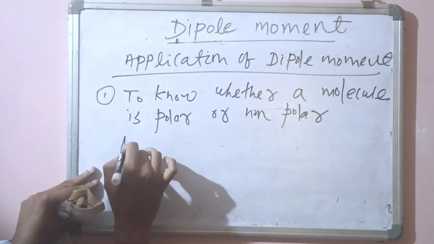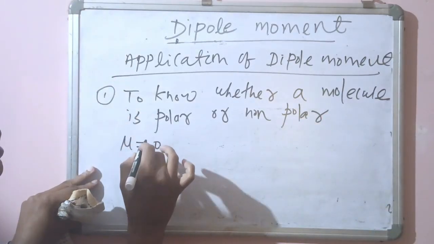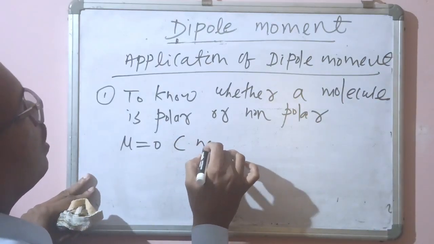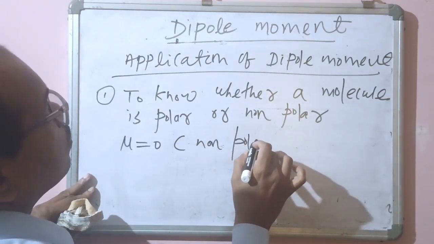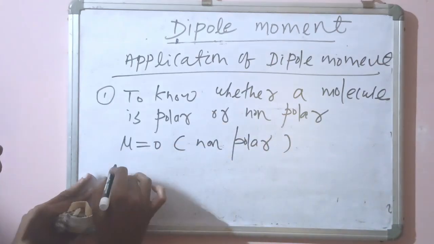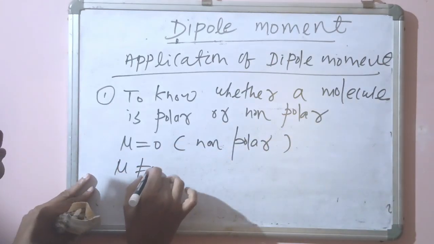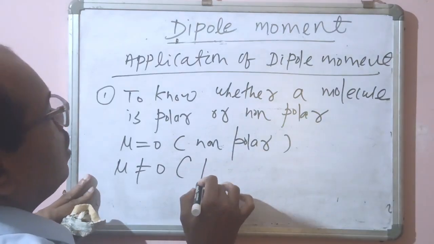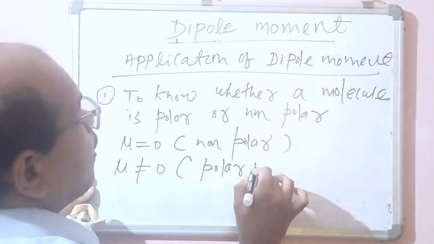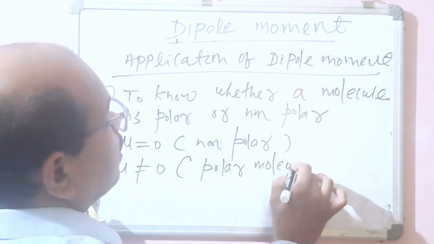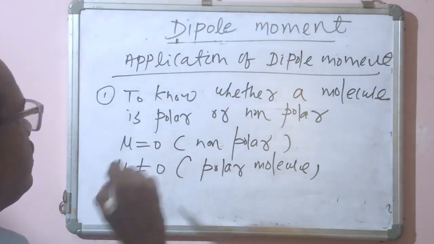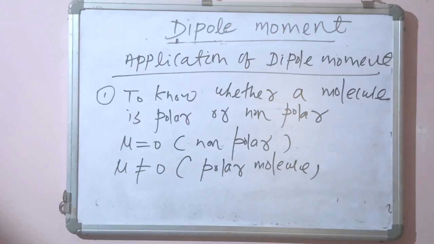So you know, if the net dipole moment of a polyatomic molecule is 0, that molecule is a non-polar molecule. If mu, that is the dipole moment, is not equal to 0, the net dipole moment of the molecule is not 0, then that is a polar molecule. That is one application. So let us apply this to see how a molecule is polar or non-polar.